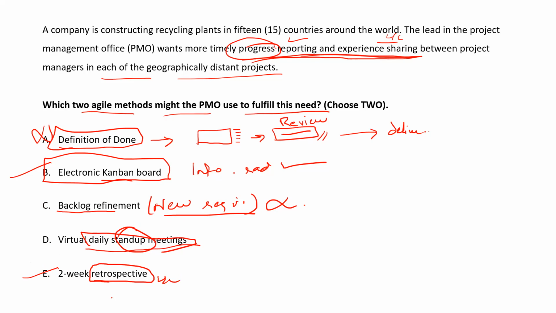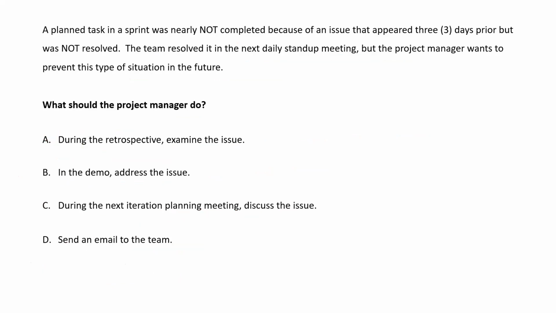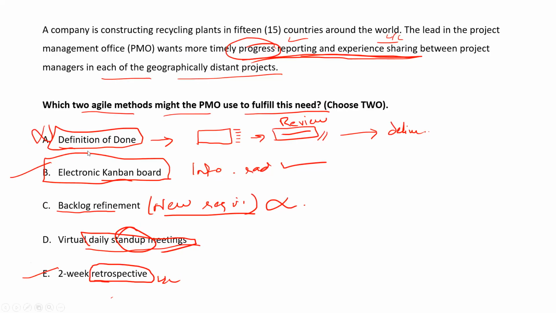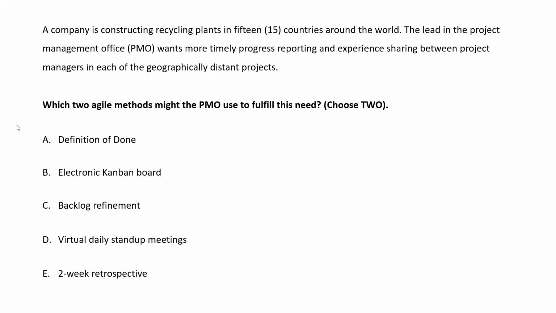Great. So you said lessons learned are done in retrospectives. In agile, we call it retrospectives. So will this give us reporting? No, lessons learned is continuous improvement. But the question was asking which methods we are going to use for progress reporting. Yes, progress reporting is Kanban, and experience sharing is retrospectives. Okay, got it. Thanks. Perfect.